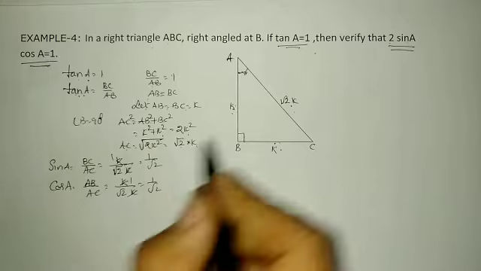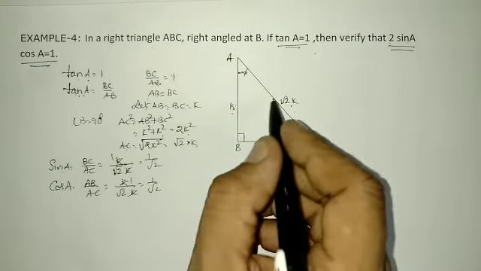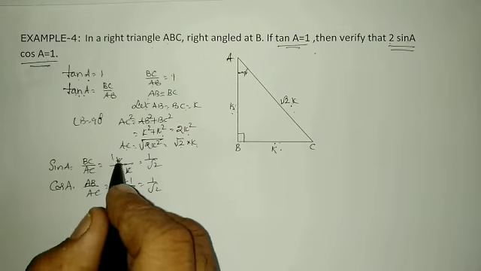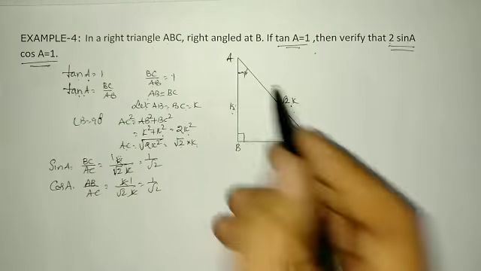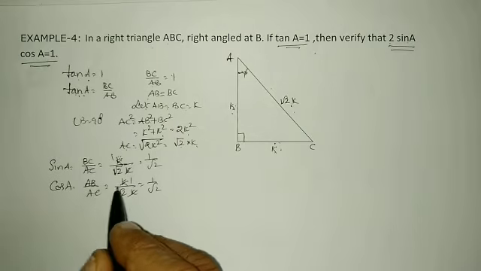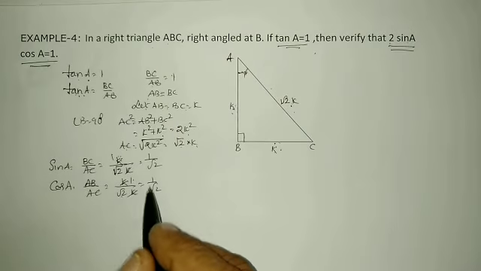Now sin A, side opposite to angle A by hypotenuse, BC by AC, that is K by root 2K, K once 1 by root 2. Cos A, side adjacent to angle A by hypotenuse, that is AB by AC, K by root 2 times K, K once 1 by root 2.